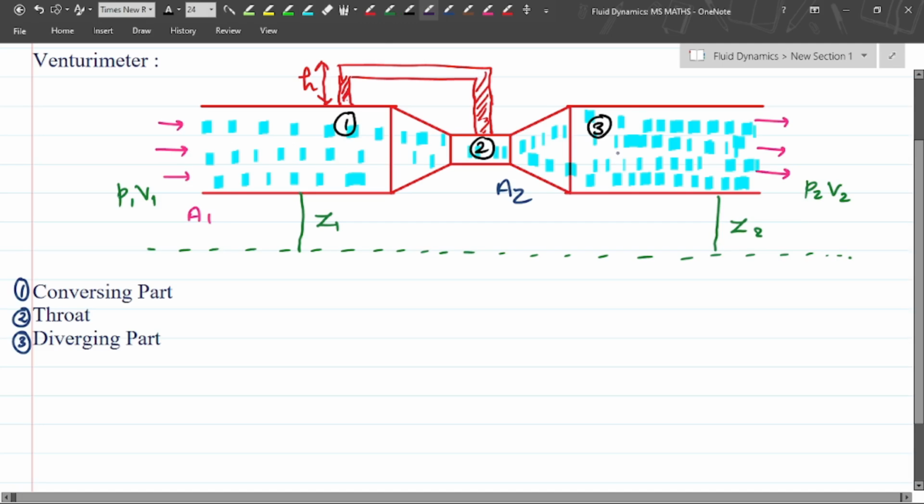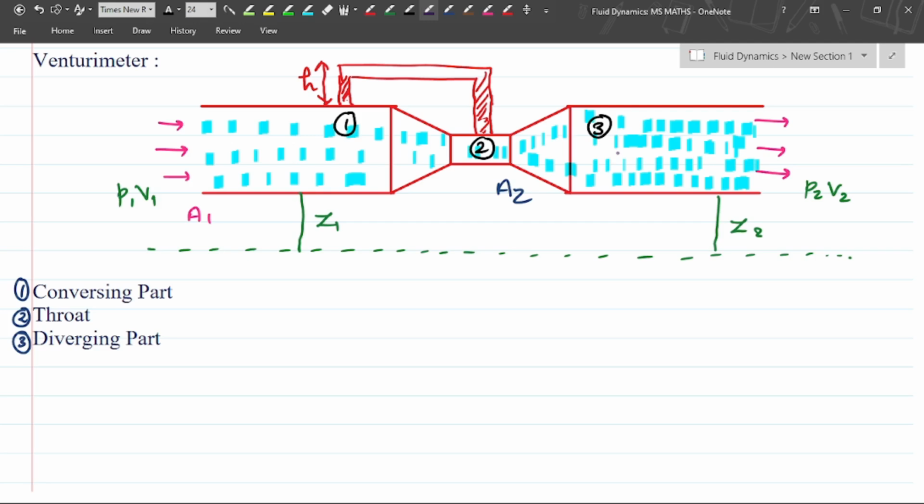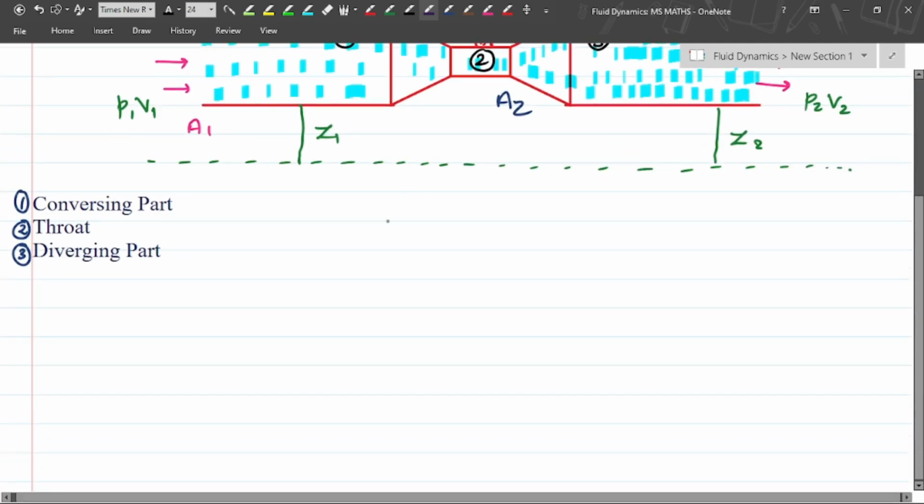So we'll apply the Bernoulli theorem. What is the Bernoulli theorem? It is 1 by 2 q1 vector square plus g z1, where z1 and z2 are the heights from the reference line. Here we have considered that z1 is equal to z2, plus the pressure P1 upon the density rho, which is the same for water.